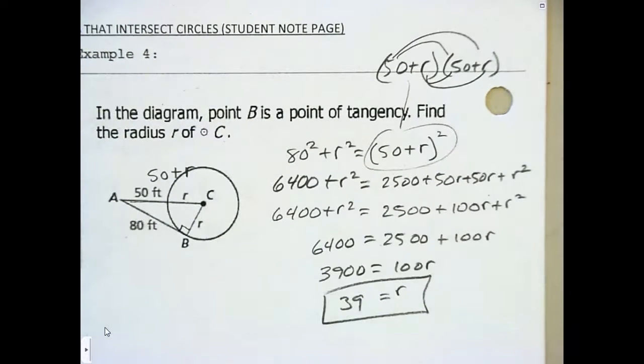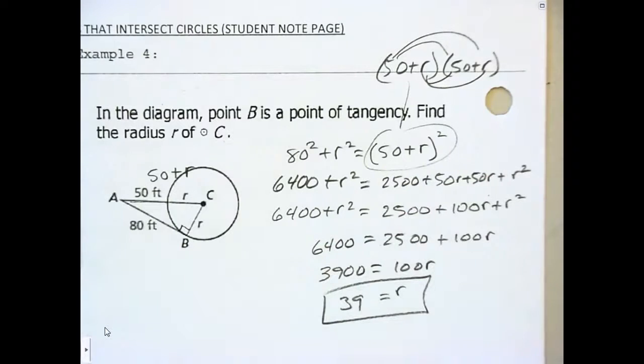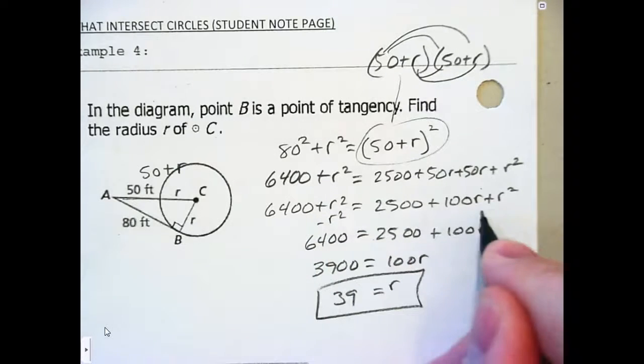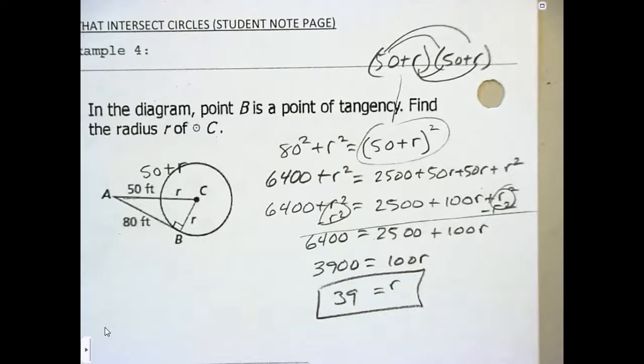Tell your neighbor how you can check your work there and make sure you did it correctly. Yeah? Yeah, just plug it in. See if it works, right? Plug it in there. Okay? It does. I've already checked it. Okay, one last theorem. Sam, question? When I subtract r squared from both sides, that's how the r squared disappeared. Okay? Any other questions there?